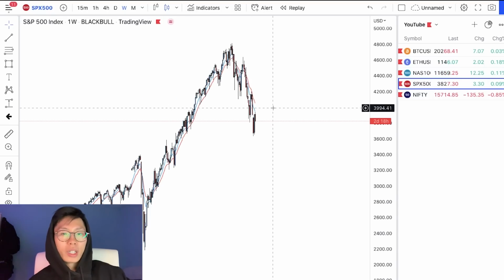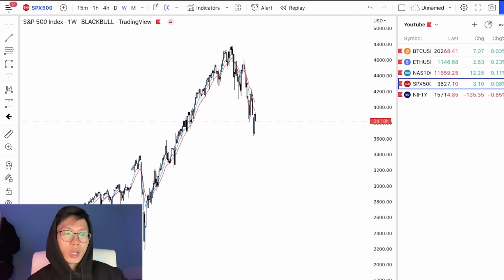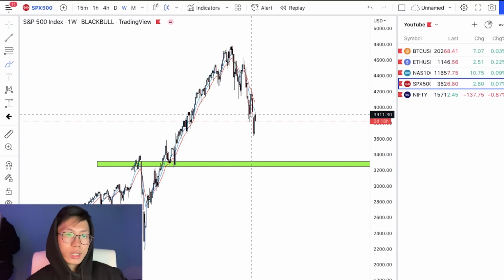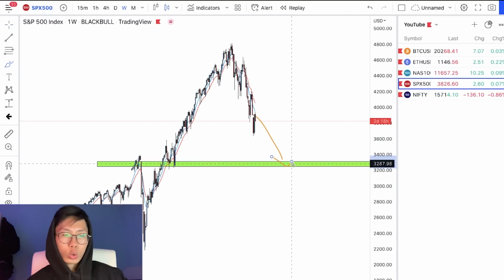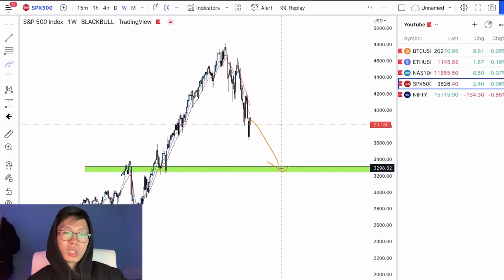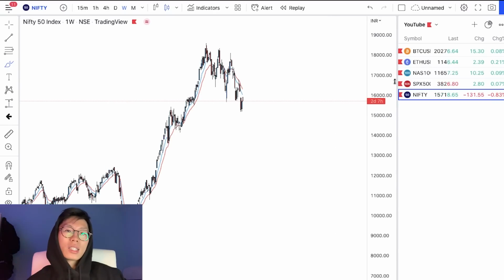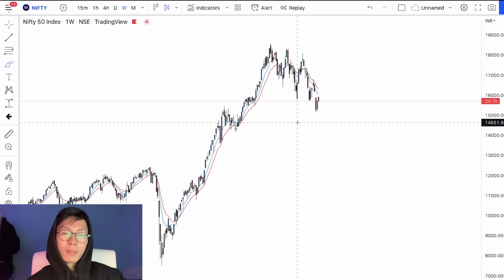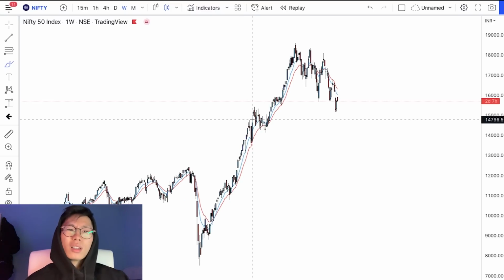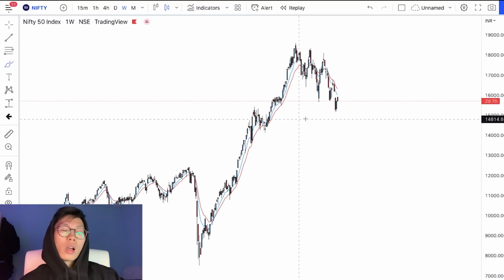So SPX 500 is the same thing as NAS 100. I do think price has more room to drop for SPX 500. It could go down even further to this little 300 level, right? That is my own opinion, before it starts bouncing up a little bit. Lastly, Nifty is almost the same thing as NAS 100 and SPX 500, so I'm not going to dive deep into each of these indices.